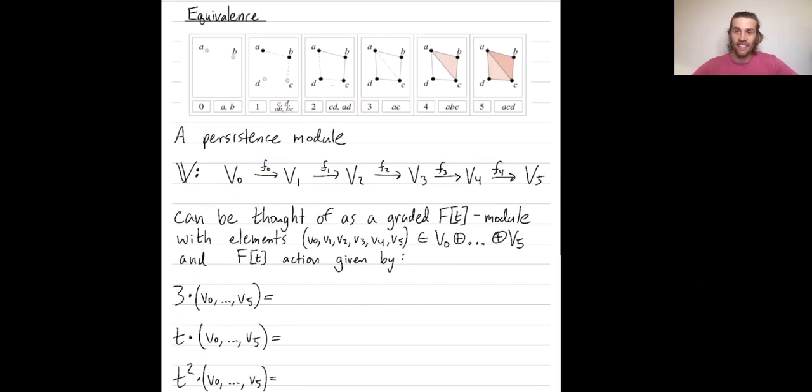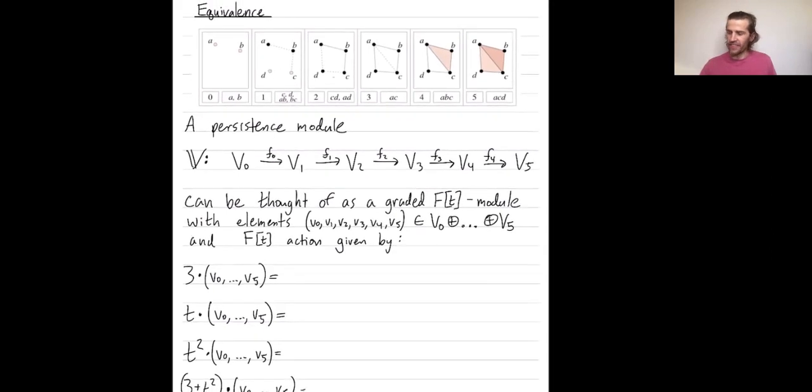So that's the set, which is this capital F adjoint T module. Any F adjoint T module needs an action by F adjoint T. So pretend that 3 is an element in my field capital F. It doesn't need to be, but I'm just trying to introduce you to the ideas. How does 3 act on one of these elements, little v0 up through little v5? Well, it just acts on each element independently, right?